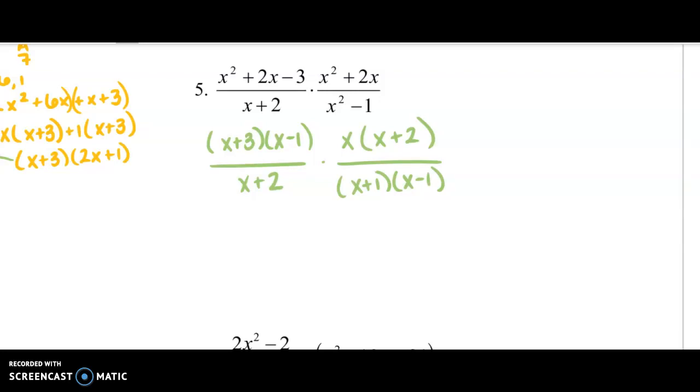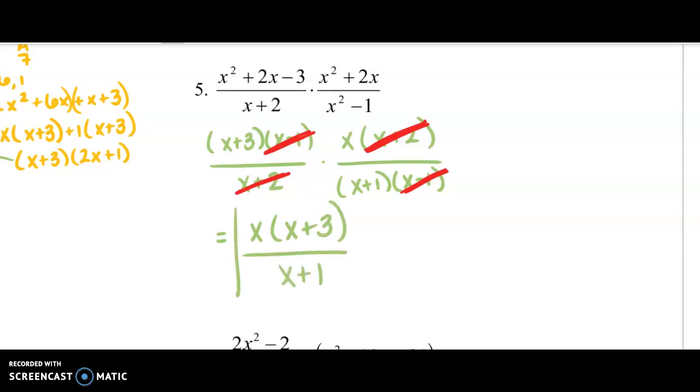So then I look to see what factors I can cancel. I have an x minus 1 up top. I have an x minus 1 in the bottom, so they can cancel. I have an x plus 2 up top and an x plus 2 in the bottom, so they can cancel. So what I'm left with then is x times x plus 3 over x plus 1. That would be my final answer. Again, remember, you can't cancel the x's out because it's addition, so you'd need to have an x in everything.